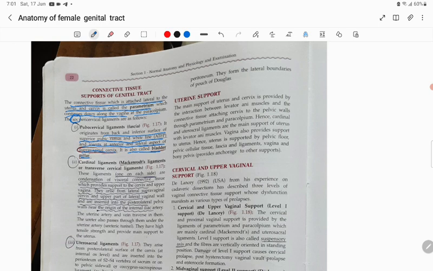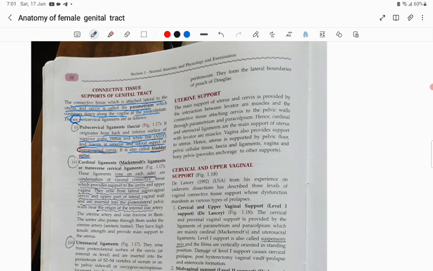Remember the pubocervical ligament, that is fascia, originating from the back and inferior surface of the superior pubic ramus and white line of the arcus tendineus fascia pelvis, inserting at the anterior and lateral aspect of the supravaginal cervix. It is also called the bladder pillar. Then there is the cardinal ligament, also called Mackenrodt's ligament or transverse cervical ligament.